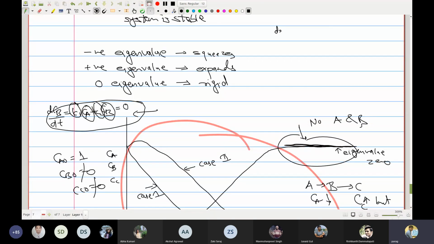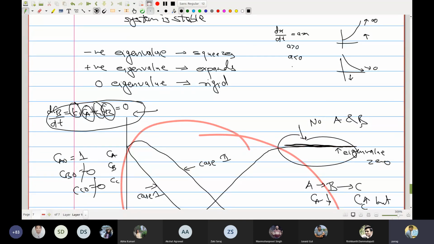We have dx by dt equals ax. So when a was greater than 0, your solution used to go to infinity. When a is less than 0, your solution will come down to 0, which means that your system dynamics is squeezing to a particular value, converging to a particular value, when the eigenvalue is less than 0. It is blowing up to a large value when your eigenvalue is greater than 0.